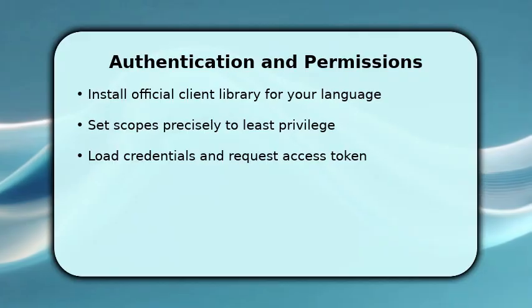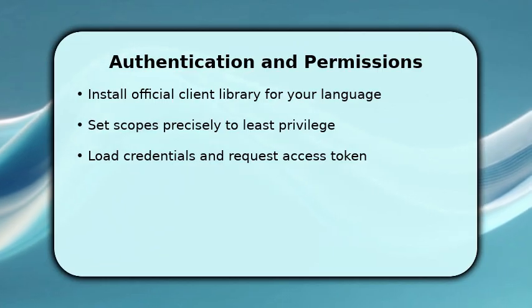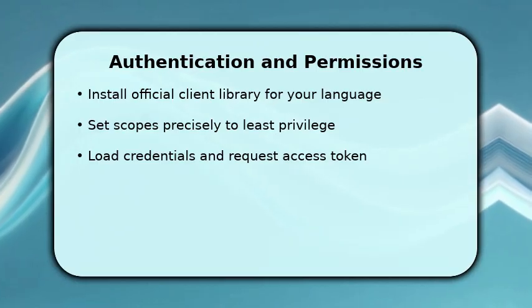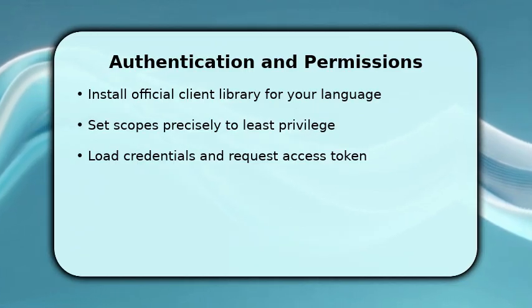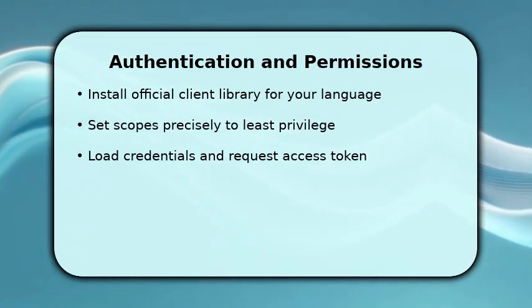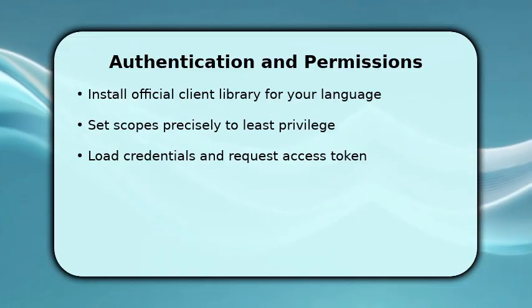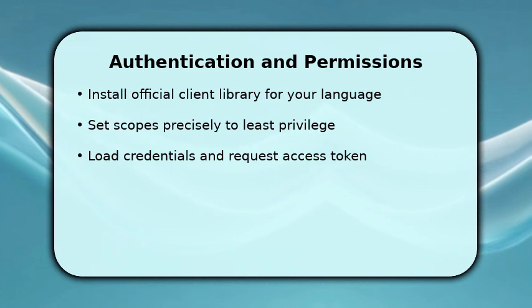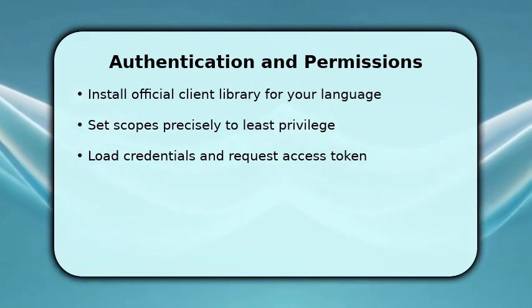Now implement authentication in your code. Install the official Google Client library for your language and import the credentials JSON you generated. Once imported, request the minimal OAuth scopes you need rather than broad access. This reduces risk and avoids consent friction. If using a service account, impersonate a user only when necessary. Then exchange credentials for an access token and attach it to API requests. Make sure token refresh logic is in place so calls remain authorized over time.